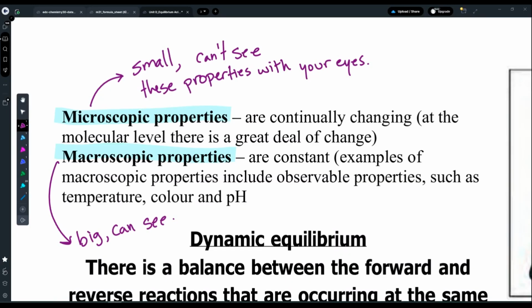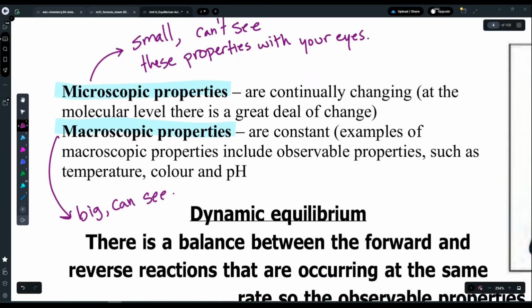So the microscopic properties are going to be continually changing, and at the molecular level there is a great deal of change. The forward reaction is happening at dynamic equilibrium at the same rate as the backward reaction. Now, the macroscopic properties of a system at dynamic equilibrium are going to remain constant. Some examples of macroscopic properties are temperature, color, and pH.